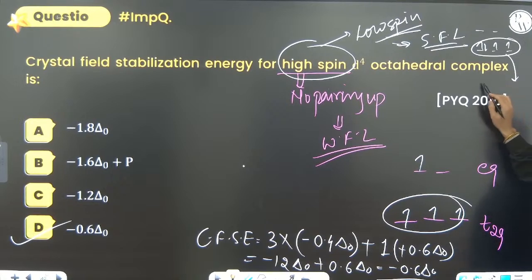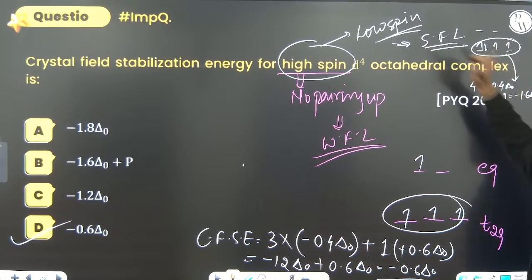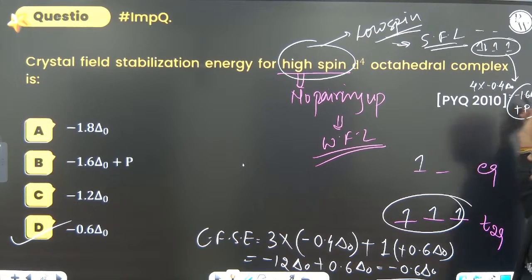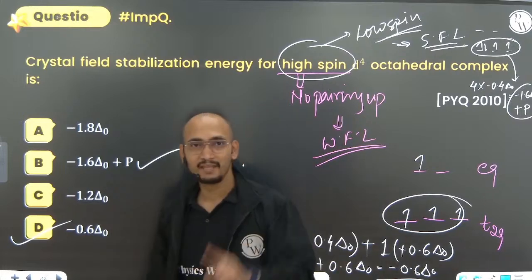If t2g, then what will be there, 4 into minus 0.4 delta naught, that will be minus of 1.6 into delta naught. And because you are doing one pairing against the will, so therefore one pairing energy will also have to be added. So minus of 1.6 delta naught plus pairing. So option B will be the correct option.